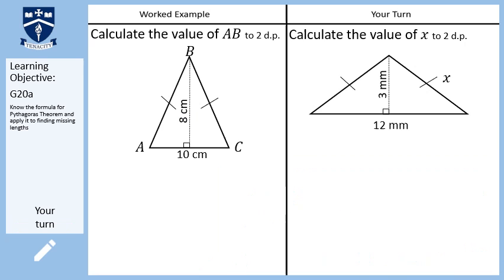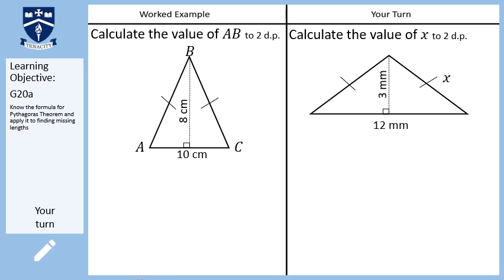So now we're going to look at another context. We're going to look at this triangle. I've been asked to calculate the value of AB. The first thing to note is the type of triangle it is. These lines here on the sides indicate that the lengths are the same, therefore it's an isosceles triangle.